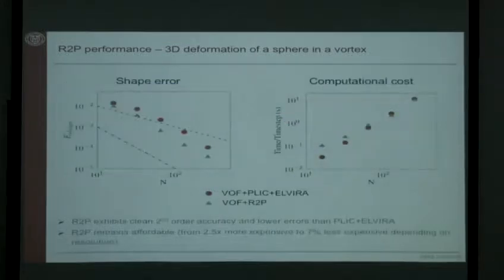For this case, we can look systematically at the shape error and the computational cost. The shape error in this case is not a very good way of assessing, so the amount of volume in our film is small, therefore the film will not influence the shape error very significantly. But still, we see that when you use this 2-plane reconstruction, we're systematically doing better, and we have just pretty much a perfect second-order convergence for the errors.